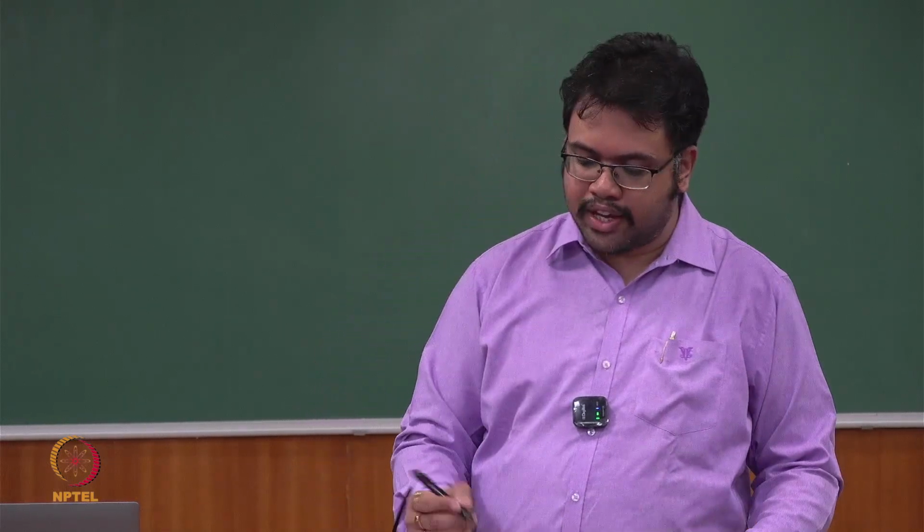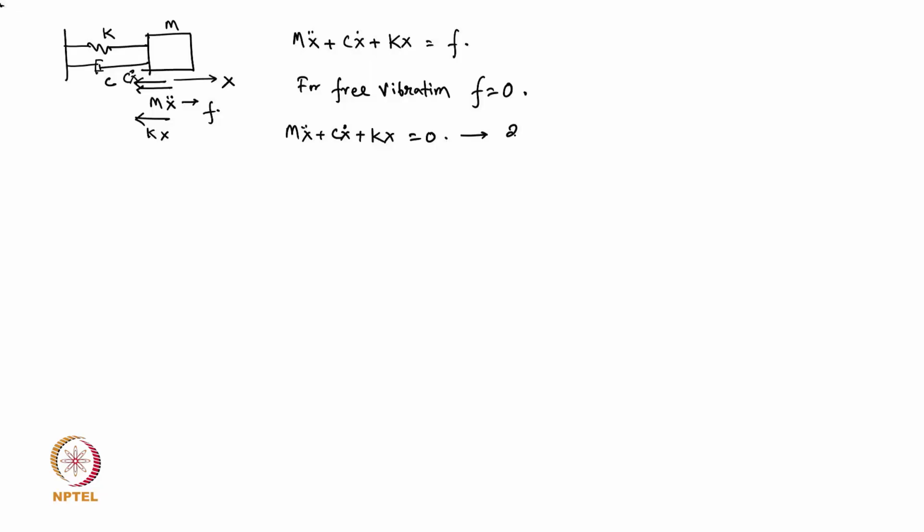Second order. So again, if we just try to write it, it is a second order ordinary homogeneous differential equation. Okay. And also constant coefficient, because m, c and k are not changing in that. So they are the constant coefficients.